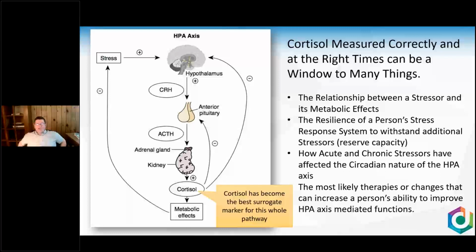So yeah, cortisol measured correctly and at the right time can be a window into the relationship between various stressors and their metabolic effect. The resilience of a person's stress response, like I showed you with burnout and the high chronic stress individuals. Maybe how acute and chronic stressors, and this is where, again, there's other things that you can do perhaps, influence the circadian nature of the HPA-axis. If you're not measuring this in a circadian fashion, you'll never know that. And also potentially what kinds of therapies: I didn't show this data, but people that had sleep-induced suppression or blunting of their cortisol awakening response, after a few months on CPAP, all of a sudden have a robust cortisol awakening response. So getting them to sleep better does demonstrably change that biomarker.